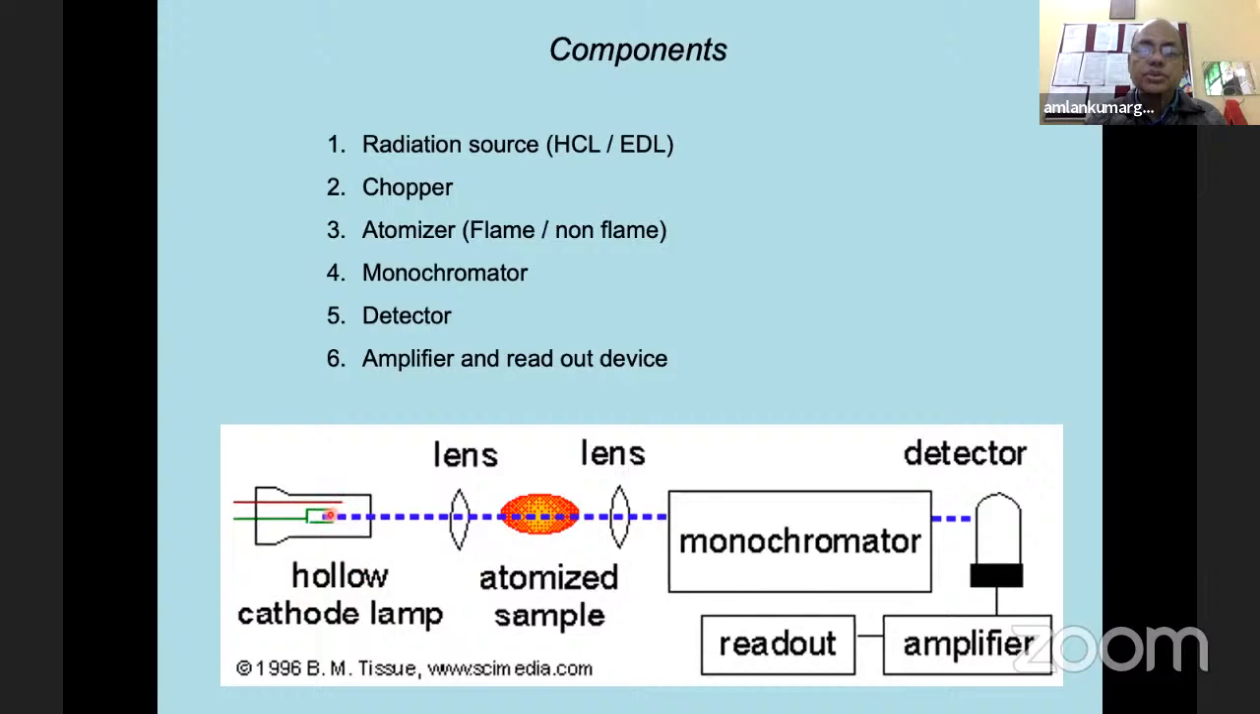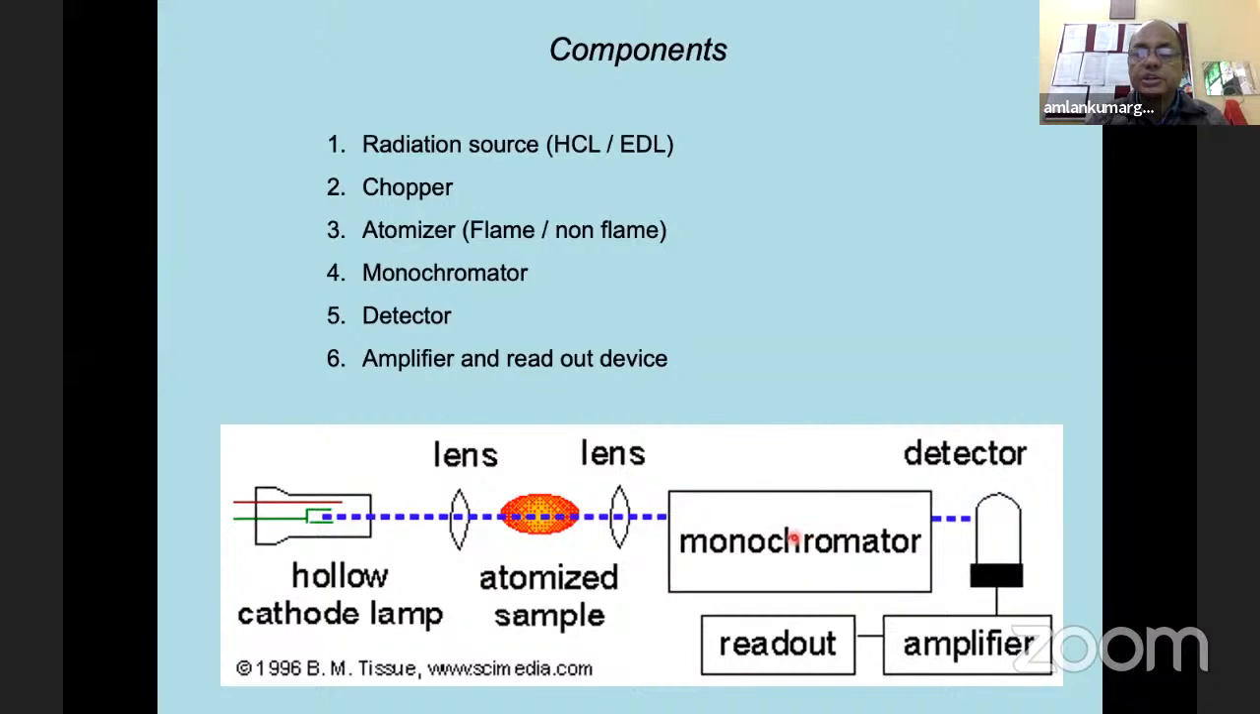So the radiation source is a hollow cathode lamp or an electrodeless discharge lamp. That is a newer version of the hollow cathode lamp. Light from a hollow cathode lamp will pass through a lens and through the flame where the atoms in the ground state are. Depending upon the atoms present in the ground state, they will absorb a specific resonance wavelength of light that is passing through them. And the remainder of the light will reach the detector through the monochromator.